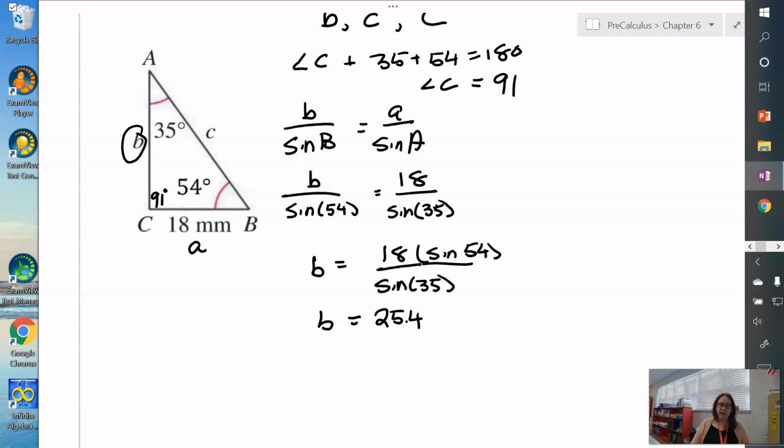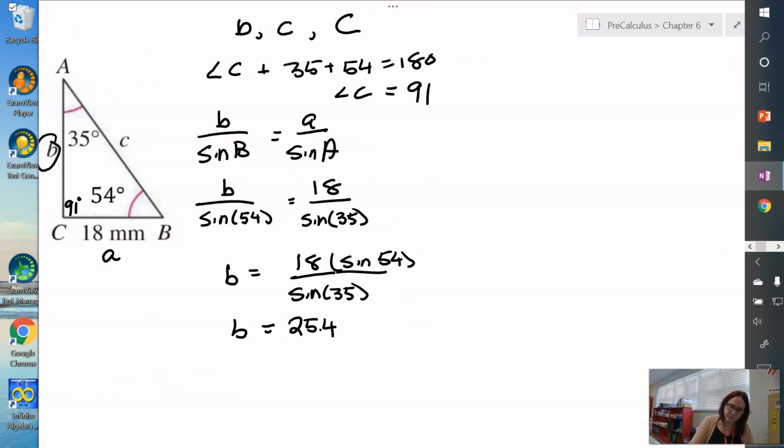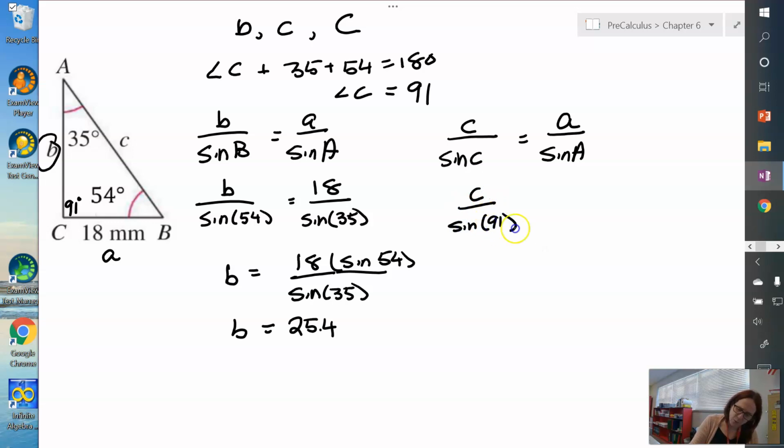Now I'm going to do the same thing to find little c. So little c over sine of C is going to equal little a over sine of A. And I'm choosing to use a and sine of A because those are values that I've already been given. So if I make a mistake, it's less likely that this mistake will carry on. So c over sine of 91 equals 18 over sine of 35.